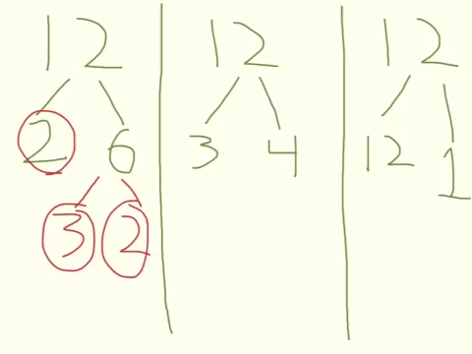And let's make sure we have this right. 2 times 3 would be 6. And then if we multiplied that by this other 2, we would indeed have 12.